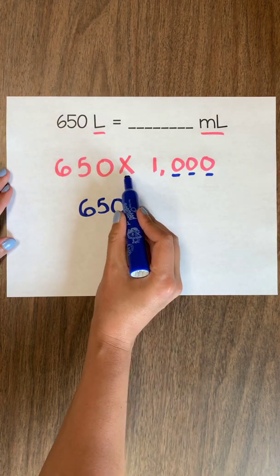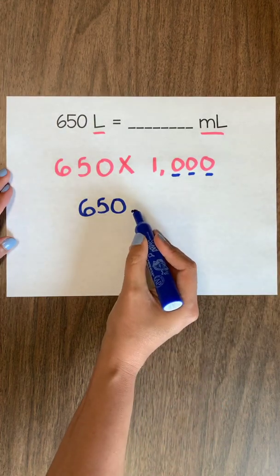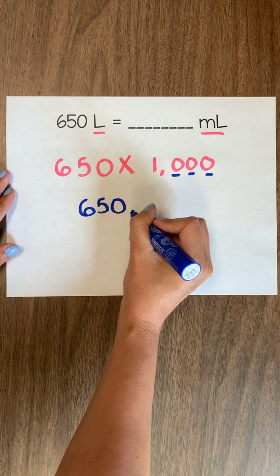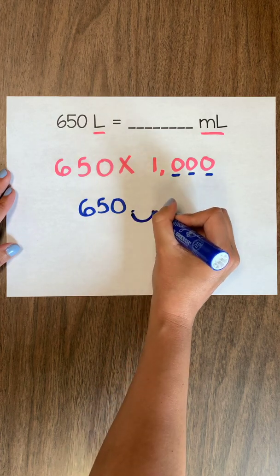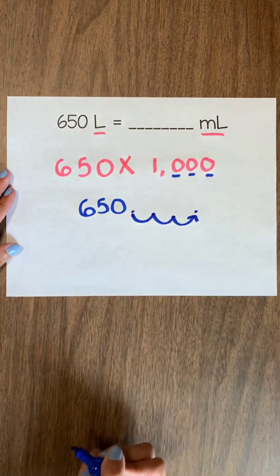And since this is multiplication, I know the number is supposed to be getting bigger. If I want it to be bigger, I need to move to the right. So I'm going to move it 3 times to the right. Here we go. 1, 2, 3. Decimal needs to go there.